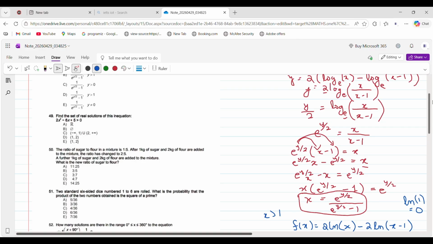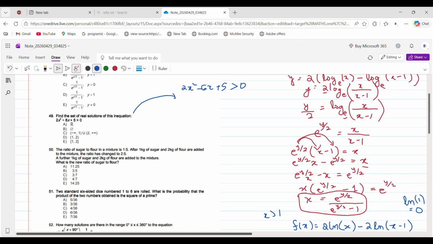Now let's solve our second question, which is to find the set of real solutions of this inequality. We are given the inequality 2x square minus 6x plus 5 greater than 0. So what does it mean? Whatever value I put in for x, this expression must be greater than 0.